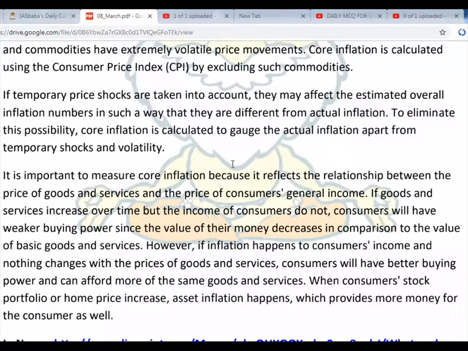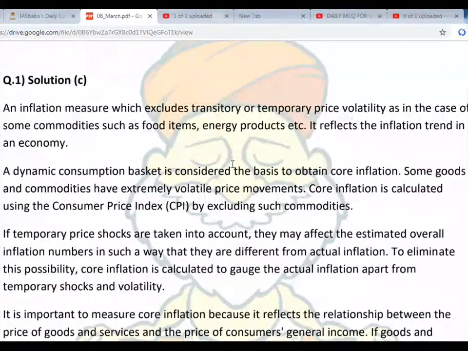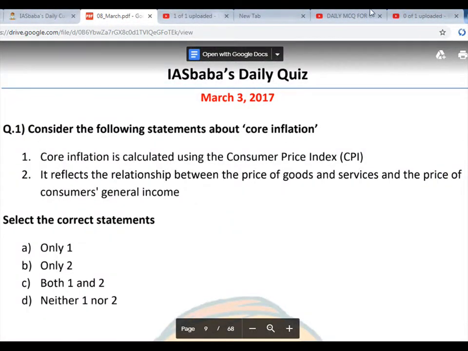consumers will have weaker buying power, since the value of their money decreases in comparison to the value of basic goods and services. However, if inflation happens to consumers' income and nothing changes to the price of goods and services, consumers will have better buying power and can afford more of the same goods and services. When consumers' stock portfolio or some prices increase, asset inflation happens, which provides more money for the consumers as well. So it reflects the relationship between the price of goods and services and the price of consumers' general income.